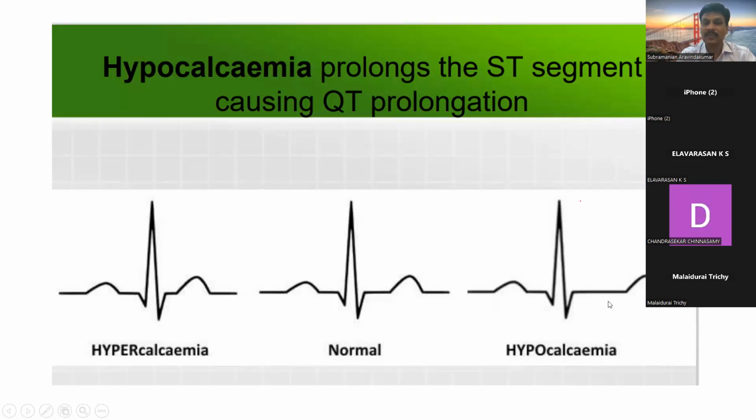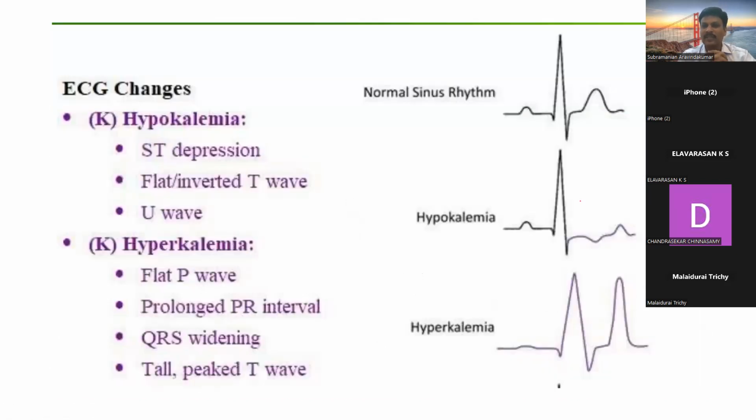Simple. So to summarize what I told: in hypokalemia, the ST segment is depressed. Please understand, ST segment is depressed and you have an upright U wave. This causes QT prolongation, actually QU prolongation. So there is a depressed, flat or inverted T wave followed by an upright U wave.